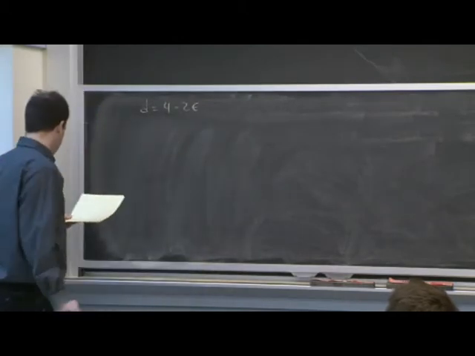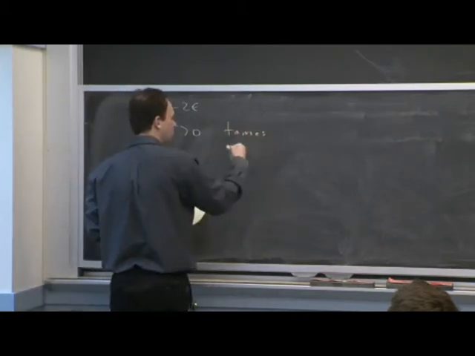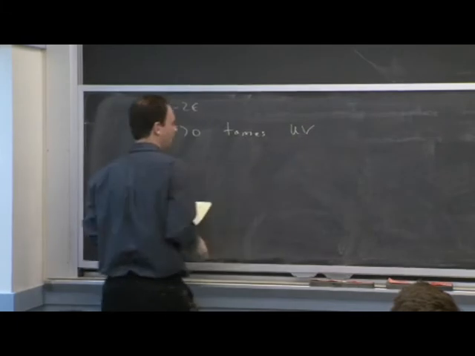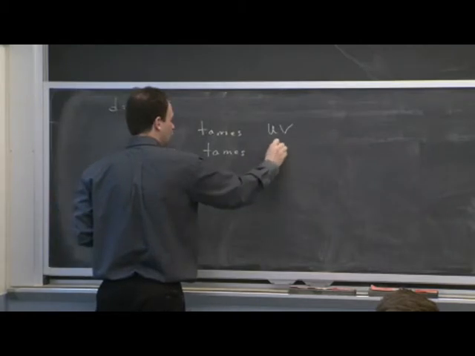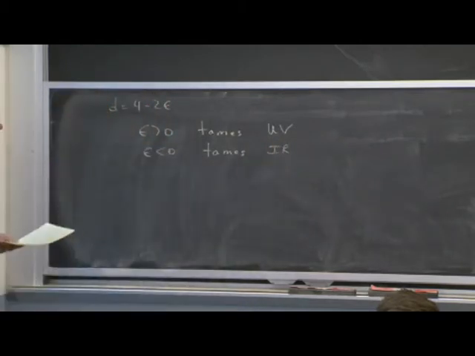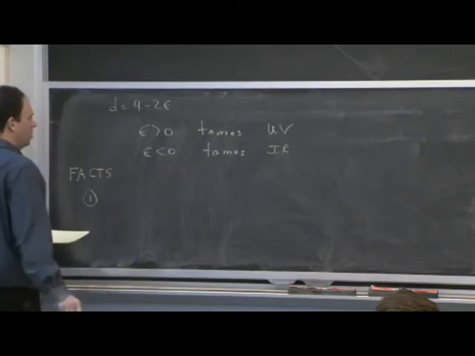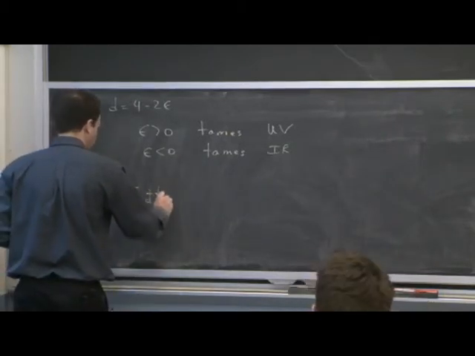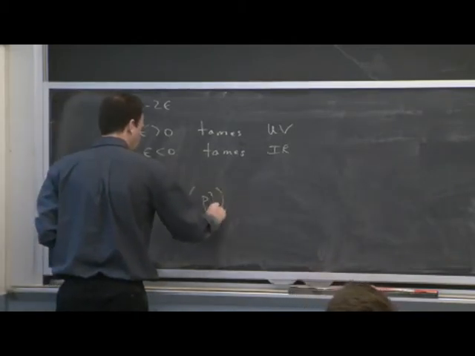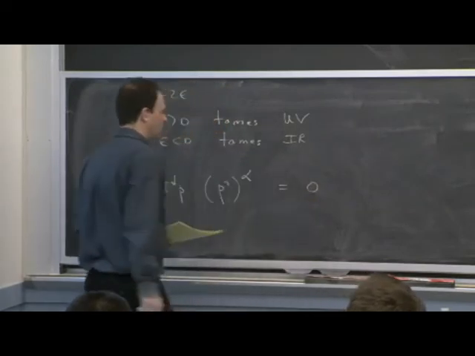So d was equal to 4 minus 2 epsilon. Epsilon greater than 0 is what you need to lower the powers of p and therefore tame the UV. Epsilon less than 0 can be used to regulate infrared singularities. There's some counterintuitive facts about dimensional regularization, and I want to mention a couple of them to you. One of them is that if I have p to an arbitrary power, think of it as Euclidean, that's 0.